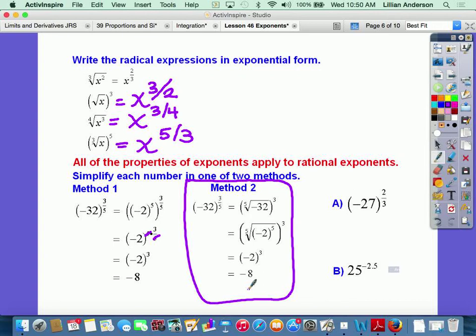So look at example A. Do you want to do it method 1 or method 2? Honestly, it's the same. I'll do them both ways.